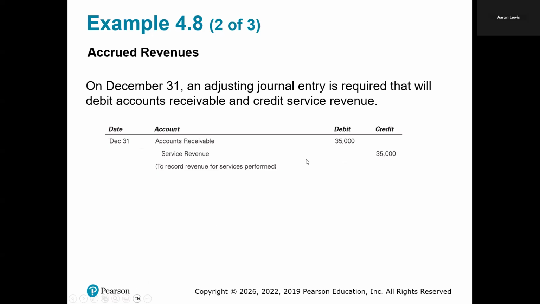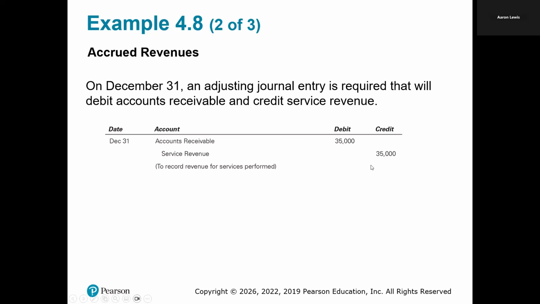If we have earned $35,000 of the revenues and they owe it to us, we need to change the balance of accounts receivable that reflects how much our customers owe us. That's going to increase. It's an asset. Assets increase on the debit side. So we debit accounts receivable for 35,000. And we need to increase the amount of recognized service revenue that we had during the period. Revenues, just like the last entry, increase on the credit side. So we'd have a credit to service revenue.